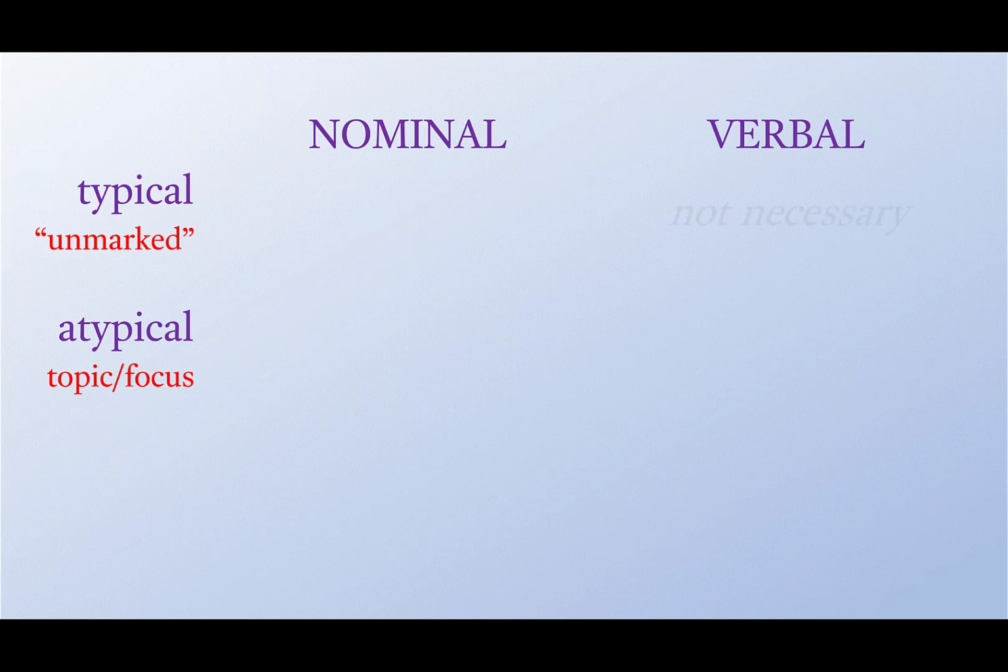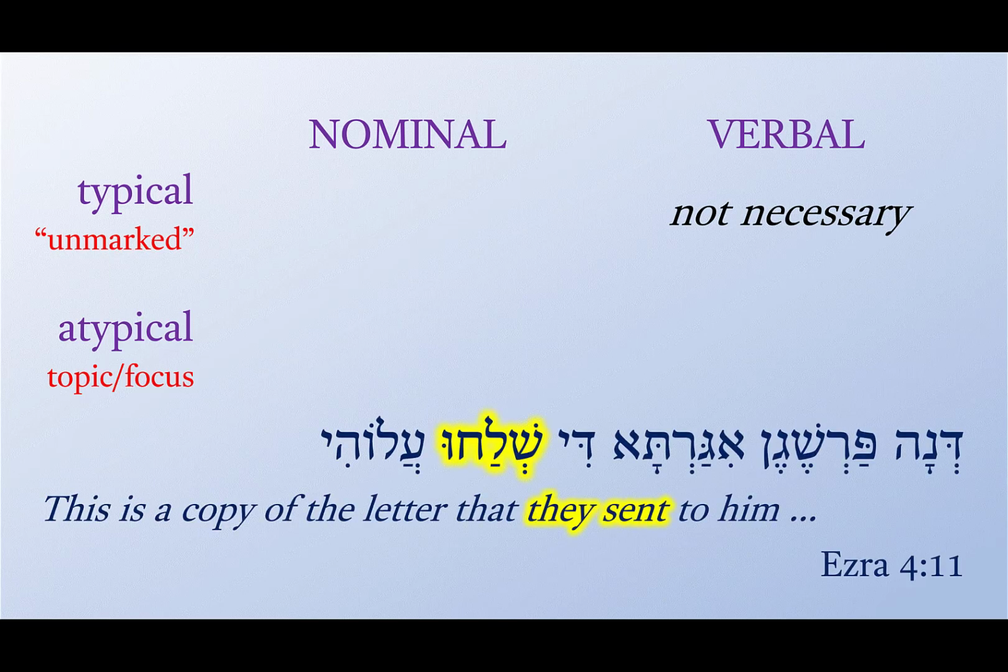and we have to break it down between nominal and verbal clauses. So the first thing we can say is the simple case, where in verbal clauses, independent pronouns are not necessary. That is to say, subject information is already encoded in finite verb forms. So this is a copy of the letter that they sent to him. Both the English words they and sent, those two ideas are actually united in the one Aramaic word, shalahu, there. So this is to be expected for a language like Biblical Aramaic, where the subject information is encoded in person, gender, number in the verb.